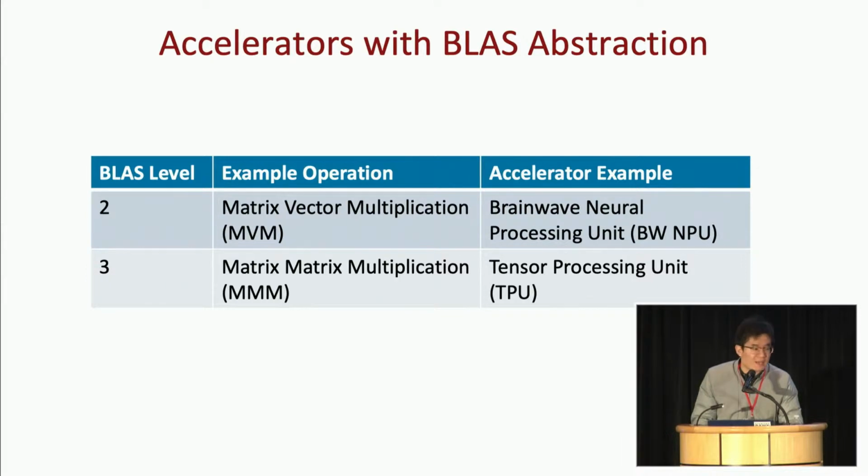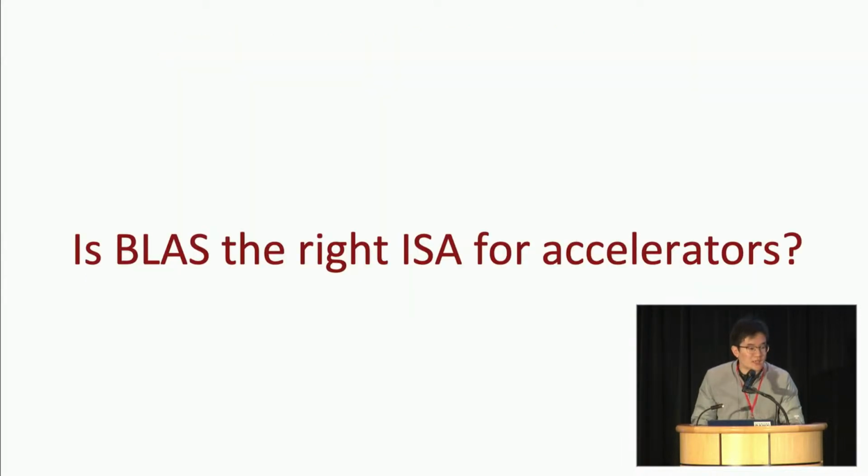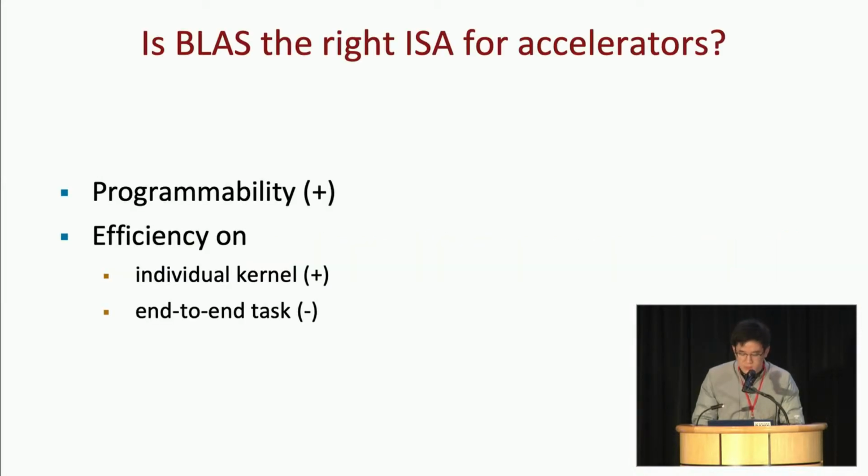Hence, a natural question to ask is if BLAS is the right ISA for accelerators. From a very high-level point of view, using BLAS abstraction enables the software developers to focus on the very high-level functionality of their applications without worrying about the actual hardware implementation. Similarly, the hardware developers can focus on implementing highly optimized BLAS kernels. However, individually optimized kernels do not guarantee globally optimized end-to-end application.